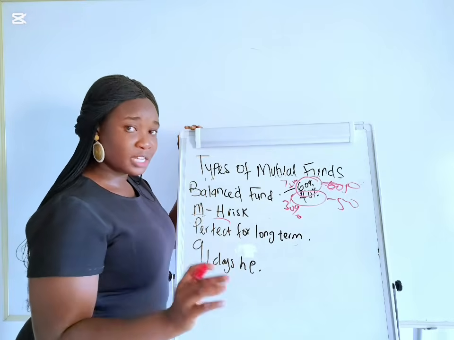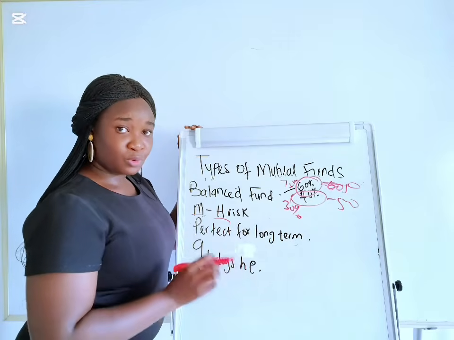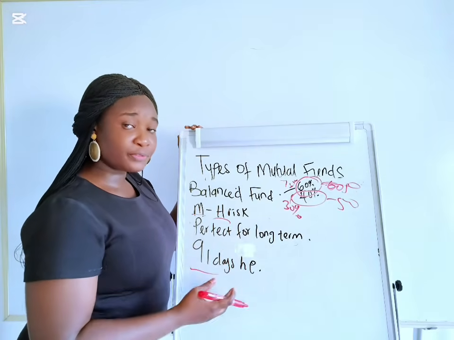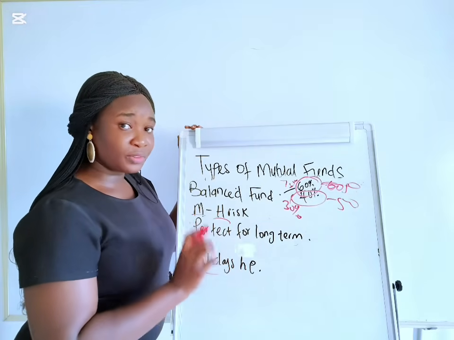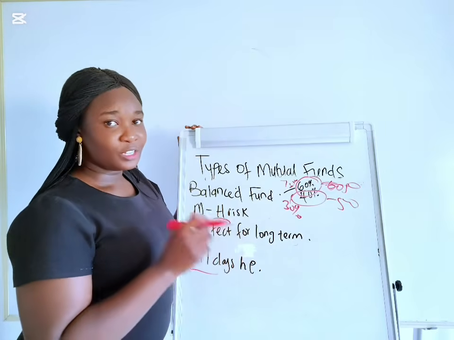It's also perfect for the long term, just like the equity fund, and it has a holding period of 91 days. So it means if you are buying into the balanced fund, you have to hold for a period of 91 days before you can withdraw both your fund and your interest.